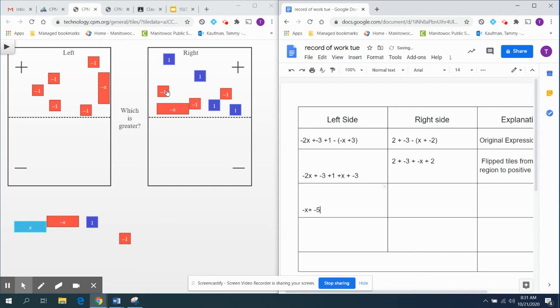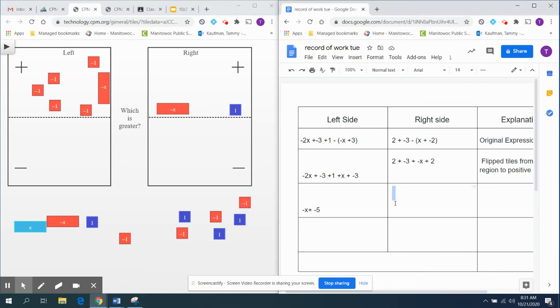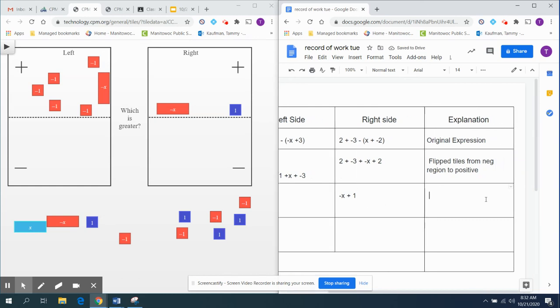And I'm going to do the same thing on the right side. So I'm going to take these off. So I'm left with a negative x plus 1. And I combine these, 2 plus negative 3 plus 2 is positive 1. So what did I do? I took off my 0 pairs.